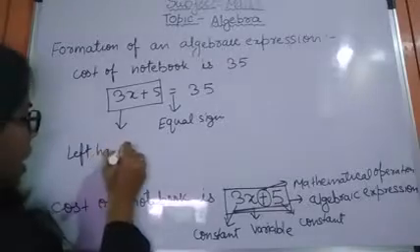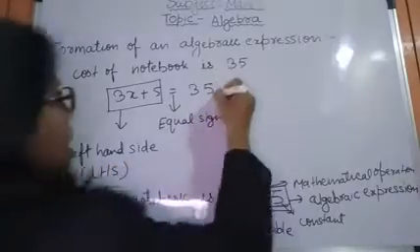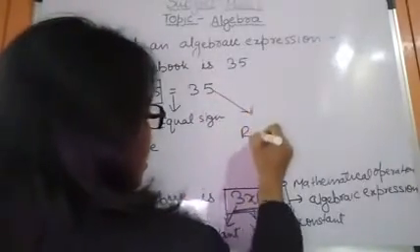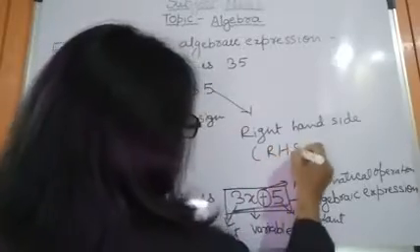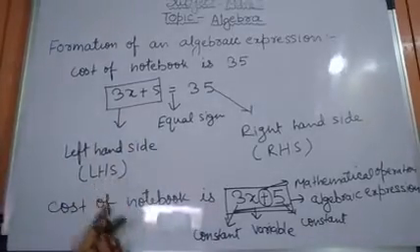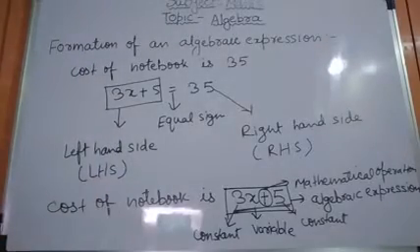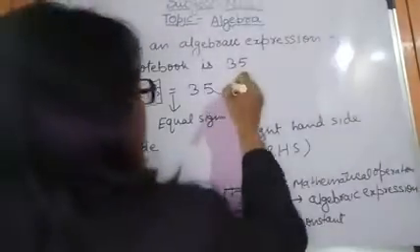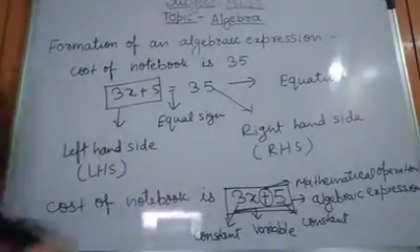This part you can say is the left hand side, another name LHS. This side is called the right hand side, another name RHS. Fine. So in this, LHS is there, RHS is there, and the equal sign is there. These three things are there. So this is called an equation, or algebraic equation.